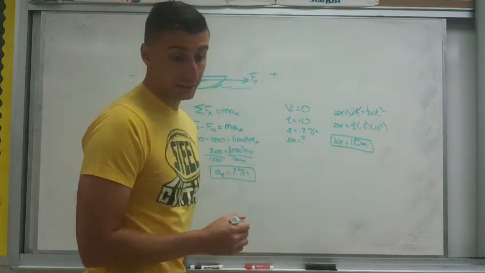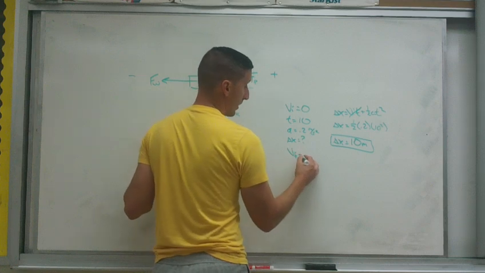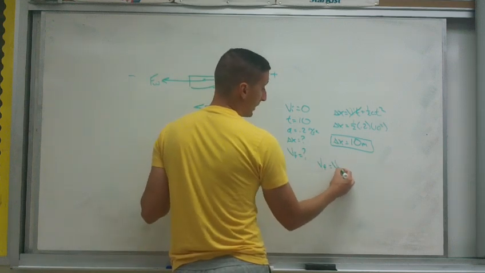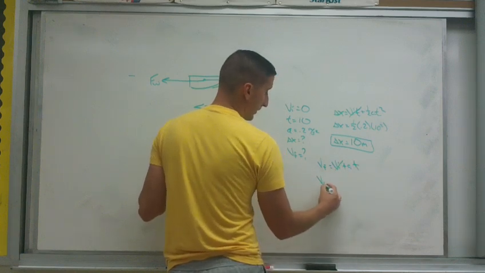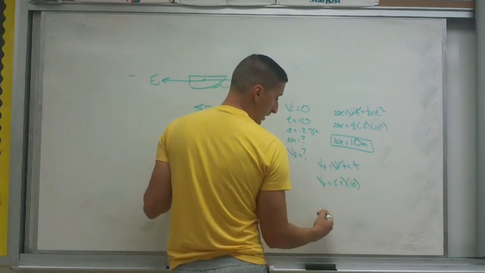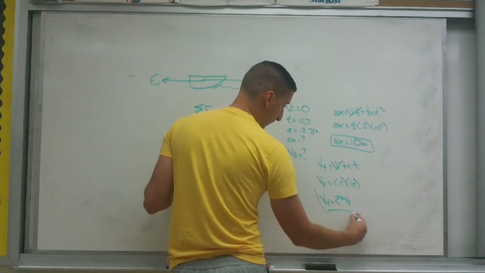It also asks, what will the velocity be at the end of the time? So I can use this. I'm just looking for velocity. I can use VF equals VI plus AT. VI is 0, so it goes away. VF equals A, which is 0.2, times T, which is 10. I get final velocity is equal to 2 meters per second.